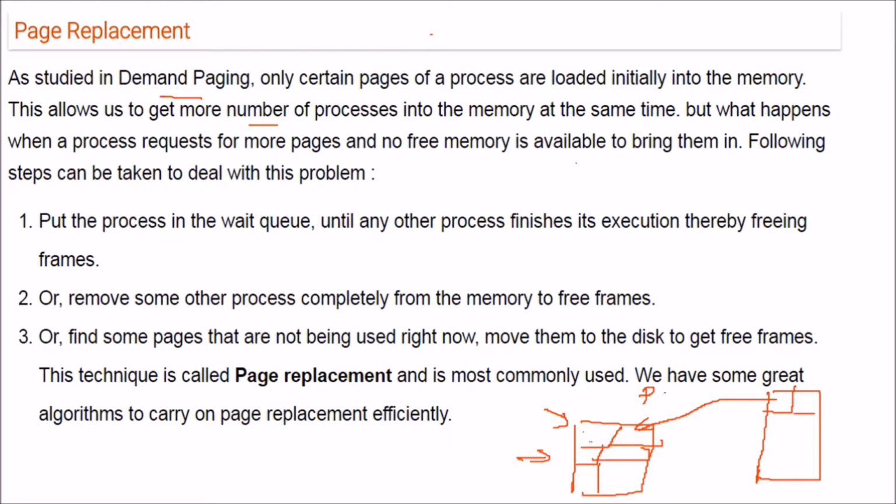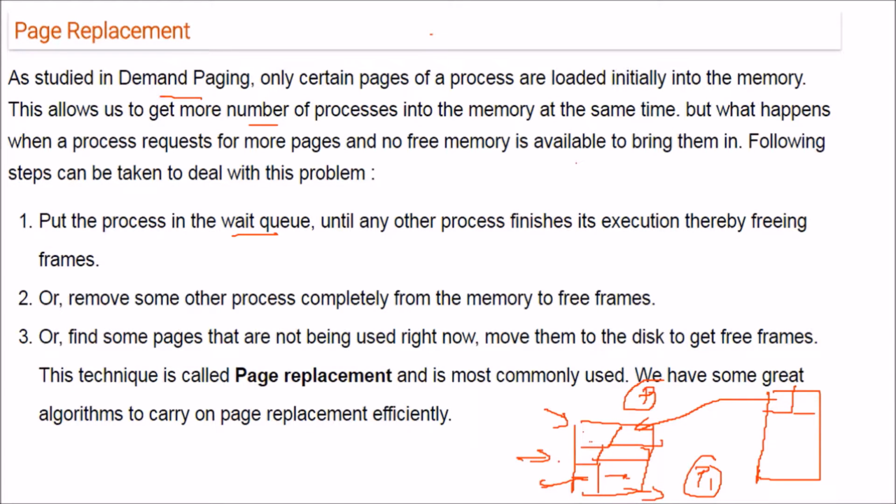First of all, you can make the process wait in the queue until some other process finishes and frees some frames, making them available to the system. The second option is that the process holding this frame can be removed. Let us remove P1, which is here, and we can get these two frames free. This is the second situation.